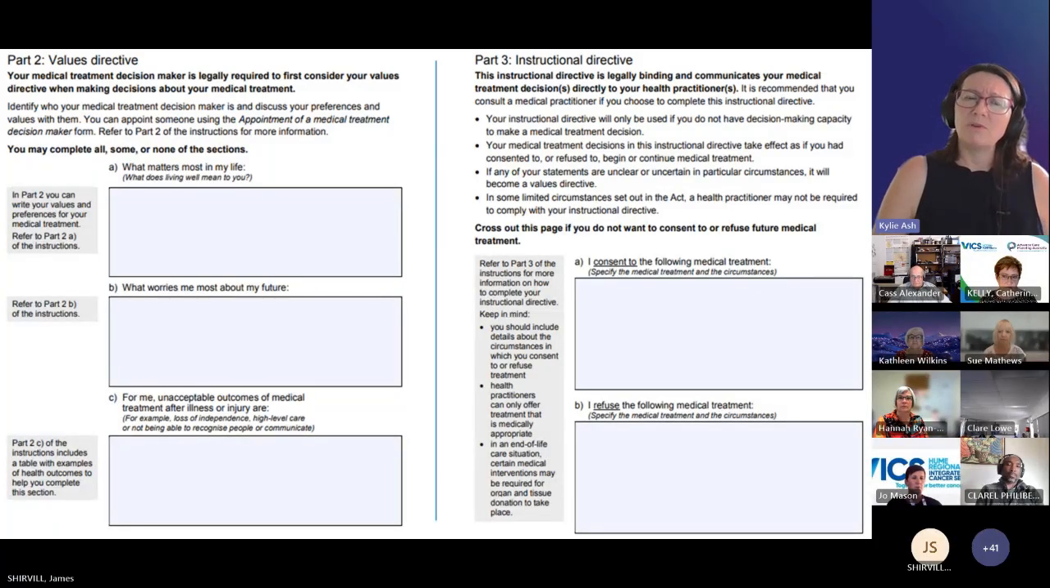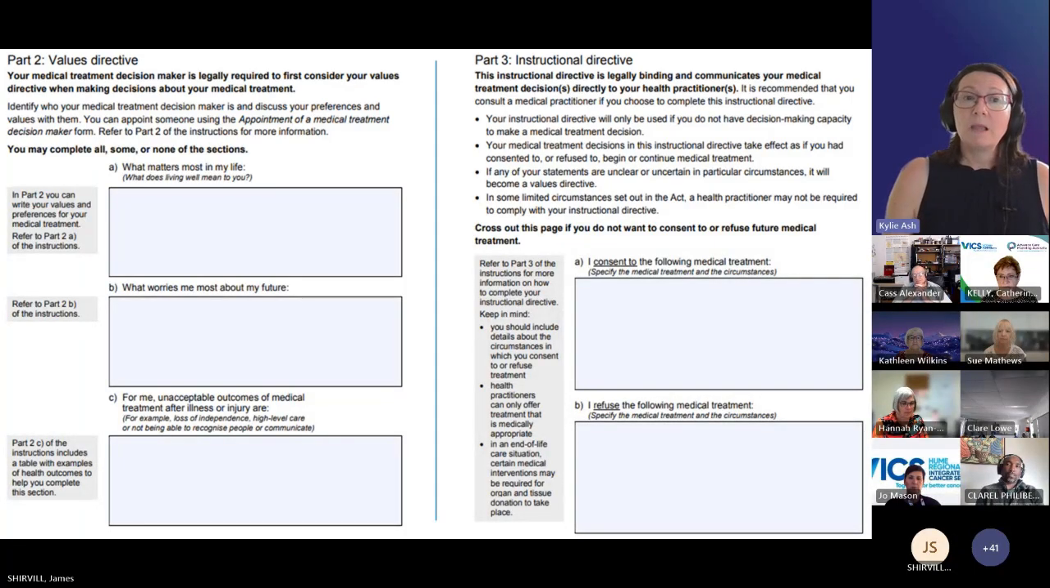And Catherine talked through some of the thinking behind coming to decisions to put into this instructional directive. By talking to your healthcare team, you can understand future health conditions that you may experience. They may also discuss treatment options you may have in the future, and perhaps some of the decisions you may need to make and any consequences of those decisions. Also really important is that you should include details about the circumstances in which you consent to or refuse treatment, because that is really important when these documents are being enacted.